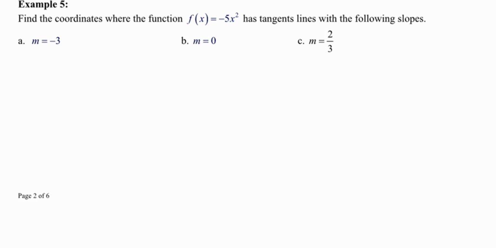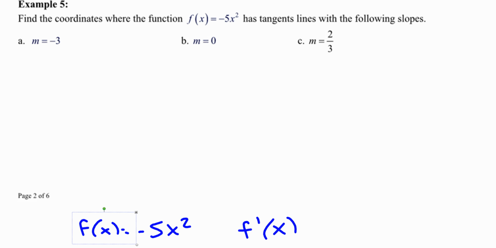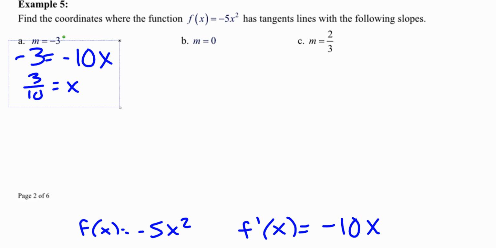Find the coordinates where this function has tangent lines with the following slopes. So what that's asking us is to basically find the derivative and then see where it has each of these slopes. So what is the derivative function? If f of x equals negative 5x squared, then f prime of x is going to be equal to negative 10x. So where is the slope equal to negative 3? Well, that's when x is 3/10.